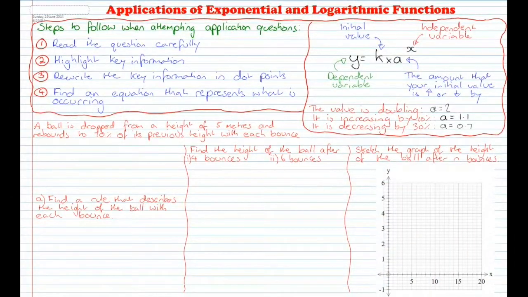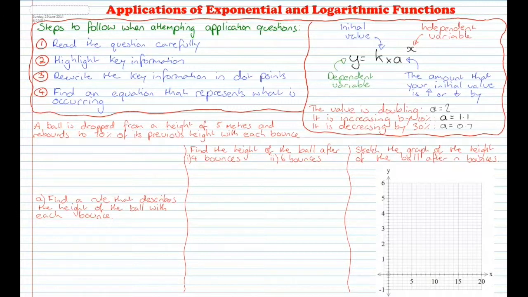Alright, so it's time now to have a look at another application type question for exponential and logarithmic functions, but in this case, the equation of the function is not actually known. So let's go through and read it first of all, because that's our first step. A ball is dropped from a height of 5 meters and rebounds to 70% of its previous height with each bounce. Now for part A, we need to find a rule that describes the height of the ball with each bounce. For part B, we need to find the height of the ball after 4 bounces and then again after 6 bounces.